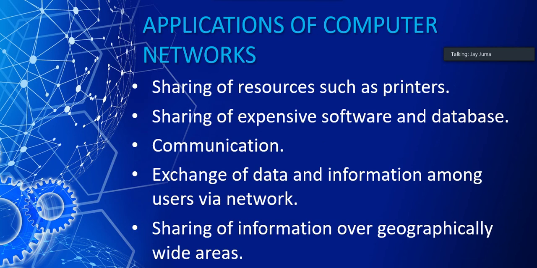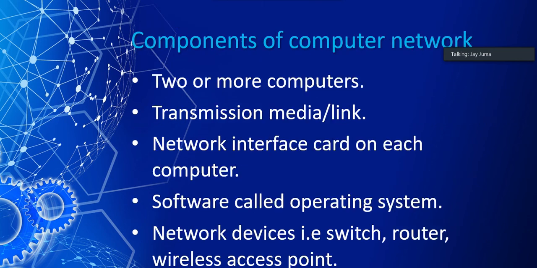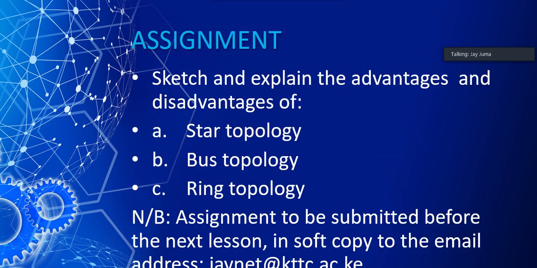So networks have various applications. We can use networks for sharing resources such as printers, sharing expensive software and databases, for communication purposes, and also for sharing information over geographically wide areas. For components of a computer network, we'll look at that in our next class. We'll not be able to cover it right now.